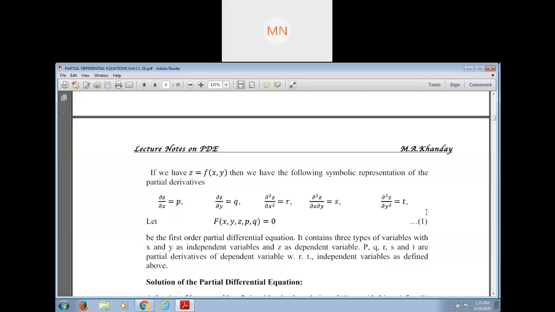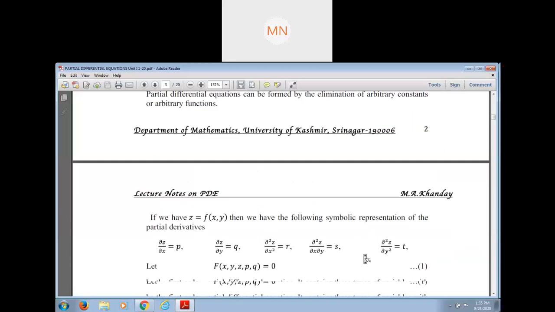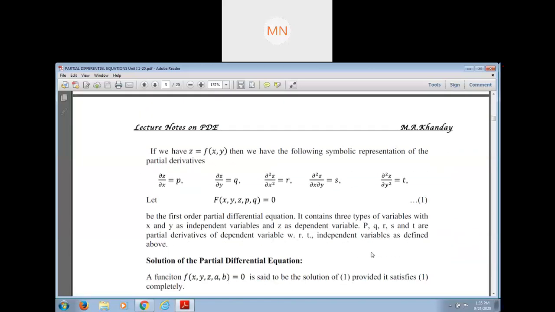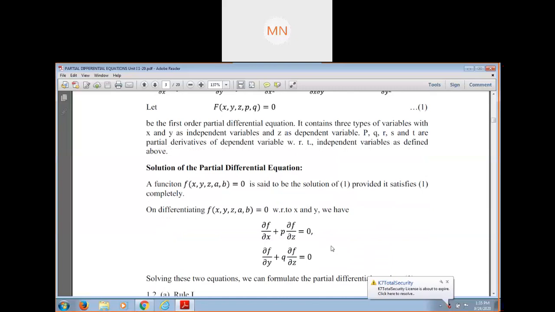It contains three types of variables. See that x and y are independent variables and z is the dependent variable. Here p, q, r, s, t are partial derivatives of the dependent variable with respect to the independent variables. Remember these things: we differentiate the dependent variable partially with respect to the independent variables. Let me tell about the solution of partial differential equation.